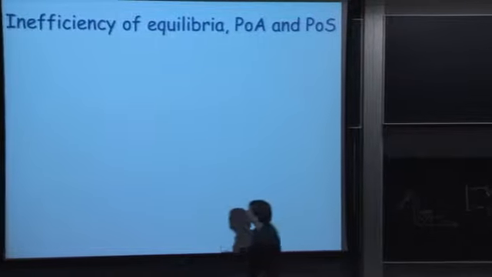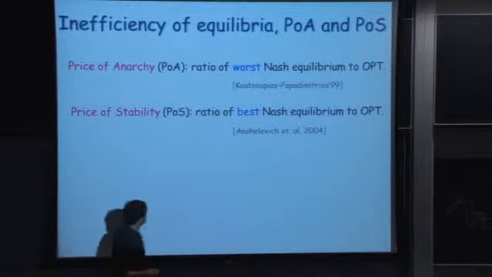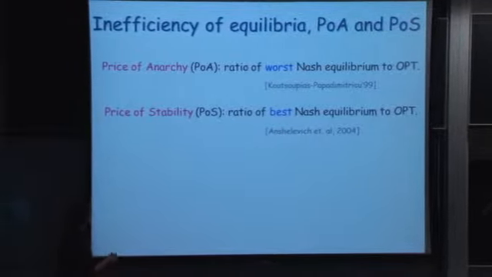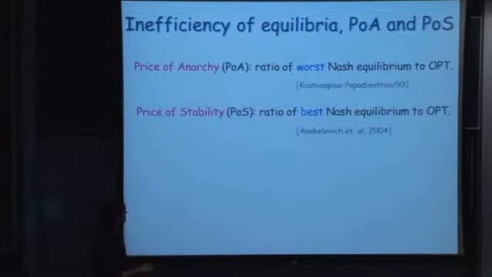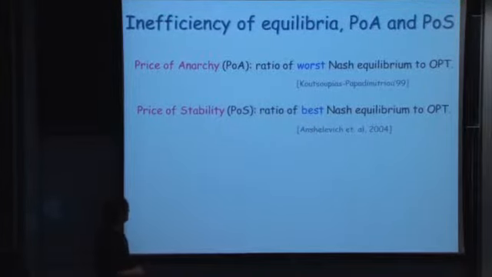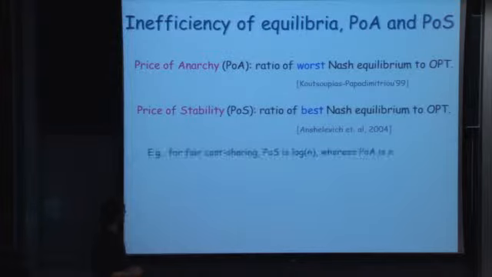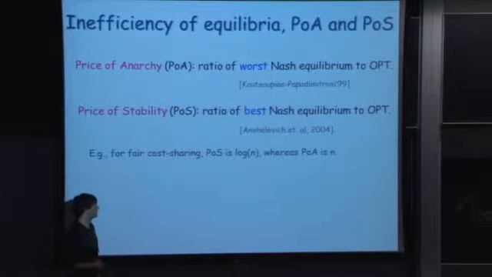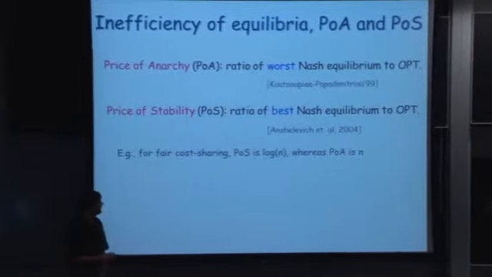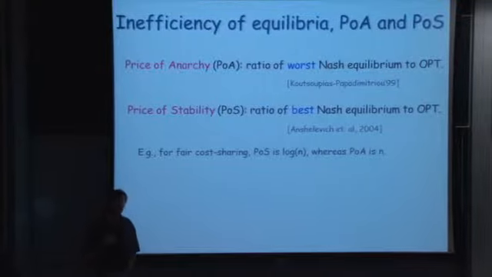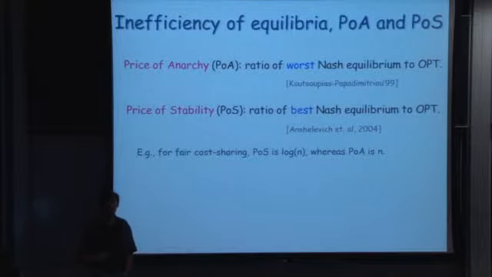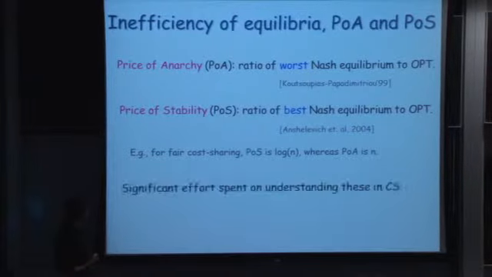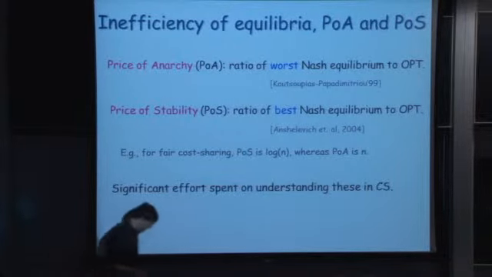Okay. So there are notions of price of anarchy and price of stability. Price of anarchy is the ratio of the worst Nash equilibrium to optimal. Price of stability, the ratio of the best Nash equilibrium to optimal. And this game is sort of interesting because it always has a good equilibrium whose cost is only log n times worse than optimal, whereas it can have equilibria that are a factor of n worse than optimal. So this is the kind of game where you could have good equilibria and bad equilibria. There's been a lot of effort understanding these.